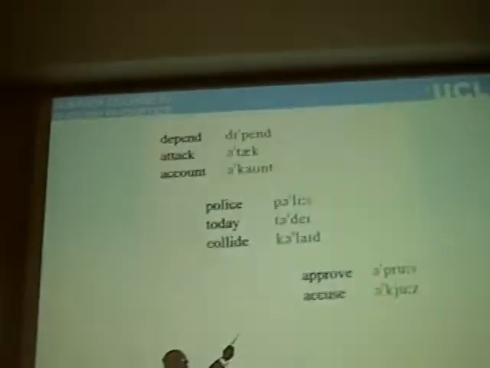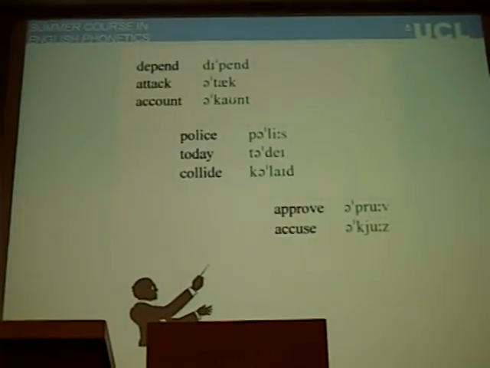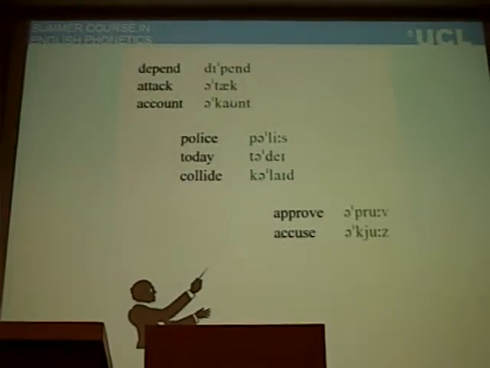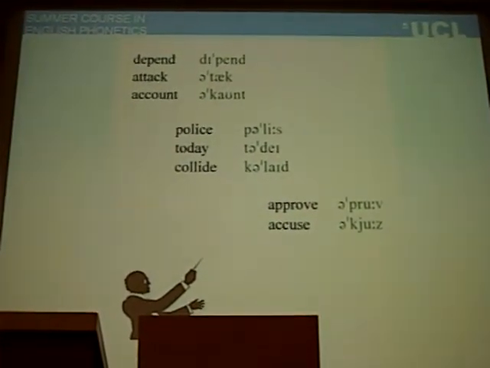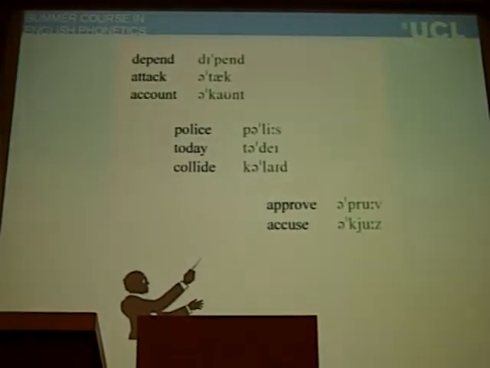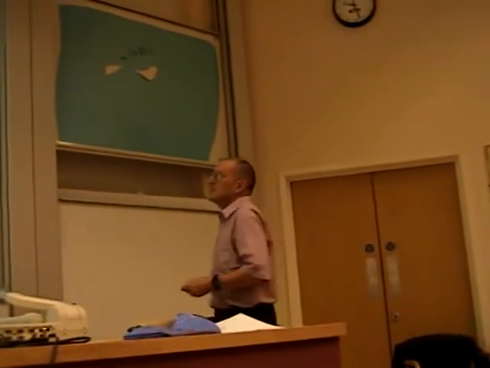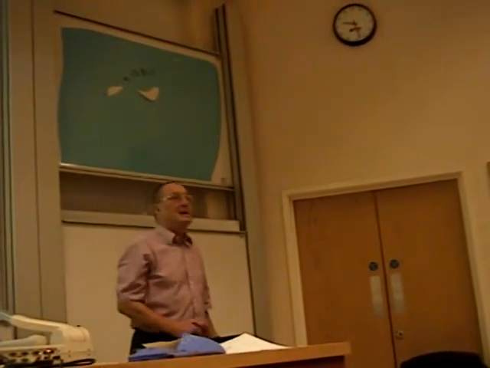Let's try attack with the aspiration. Attack. Okay, account. Now, what about these next words? Police, today, collide. Are these aspirated? No. Well, not really, because here the vowel is weak. And in these cases, it doesn't matter very much, but in practice, native speakers don't aspirate as much. We don't, on the whole, say "police" or "today" with strong aspiration. So, not so much aspiration there.